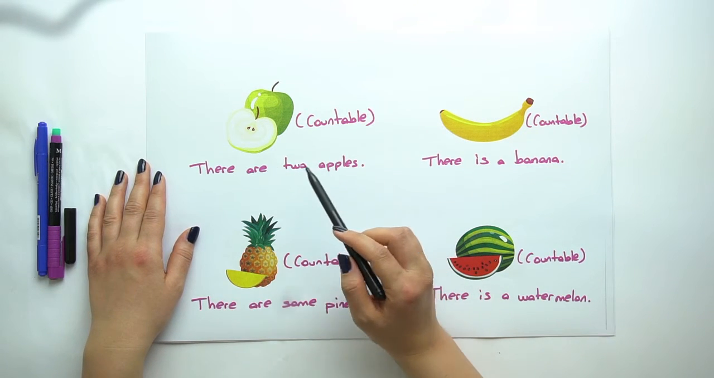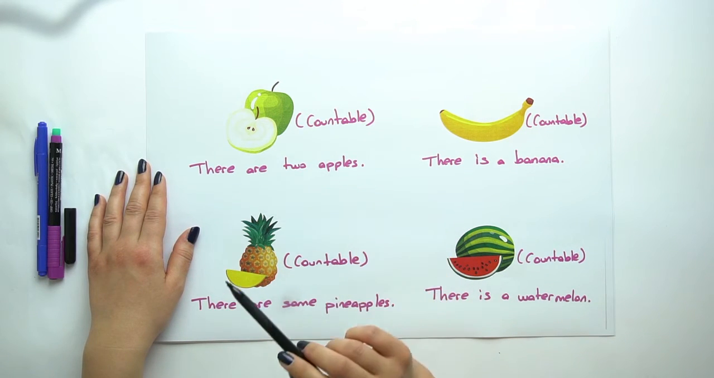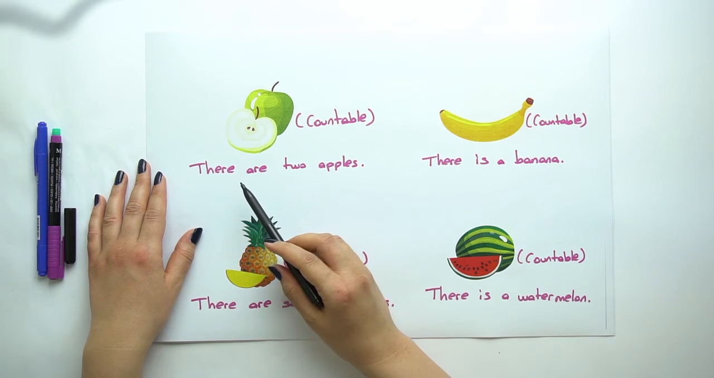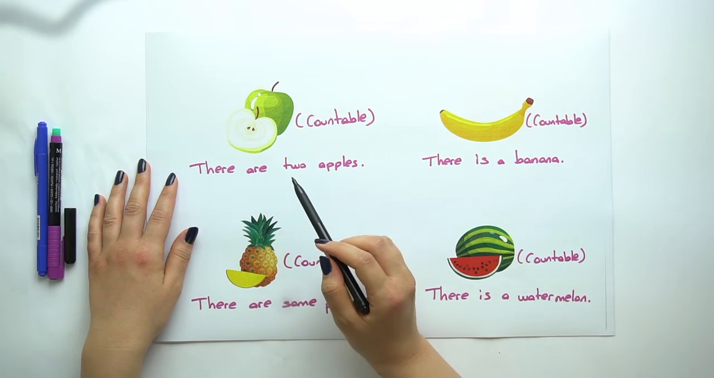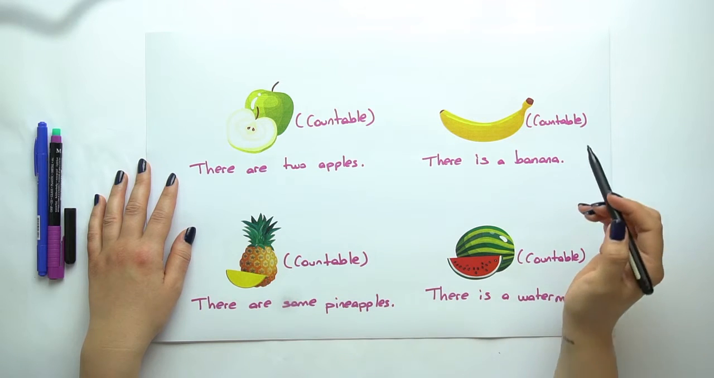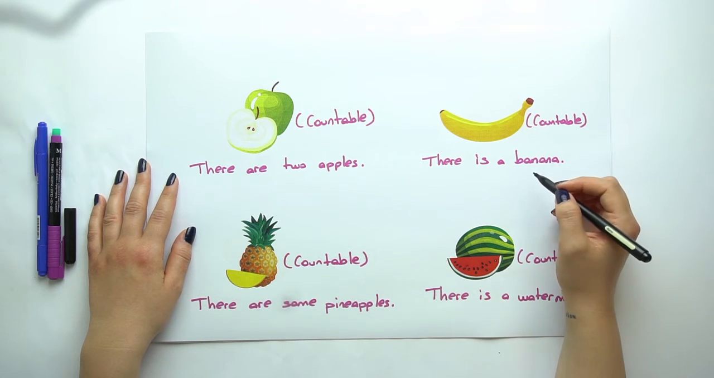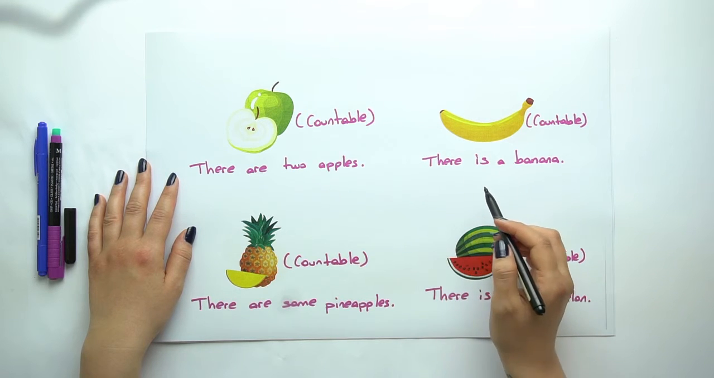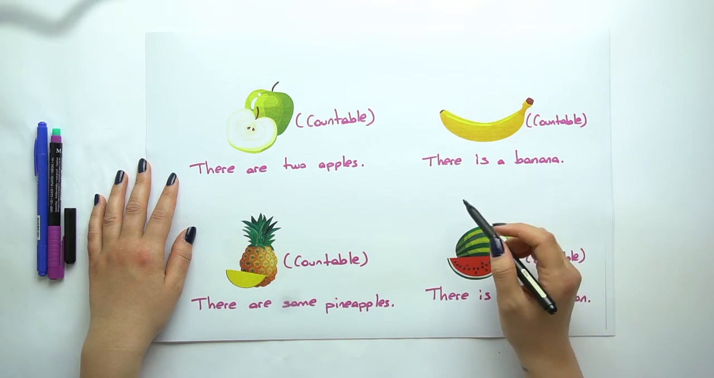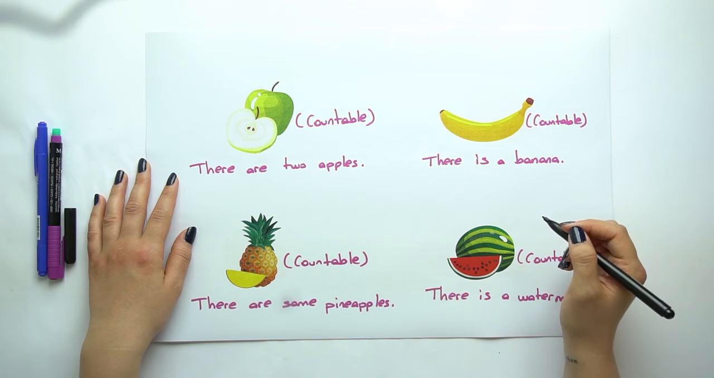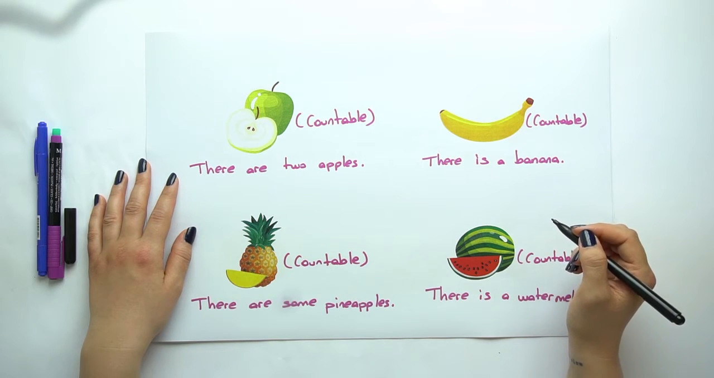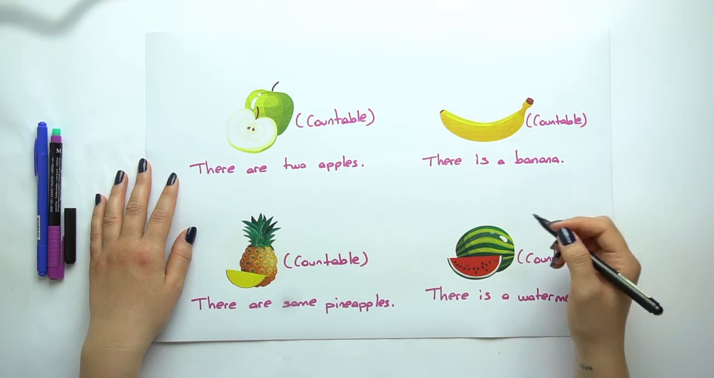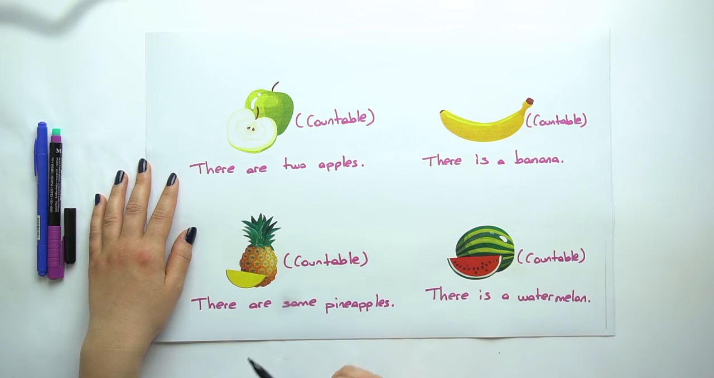Next one, apple. Apple is a countable noun, so we can say like this: there are 2 apples. Next one, we have banana, and it's a countable noun, so for this one we can say there is a banana. For the countable nouns, we can use both singular and plural forms of these nouns.